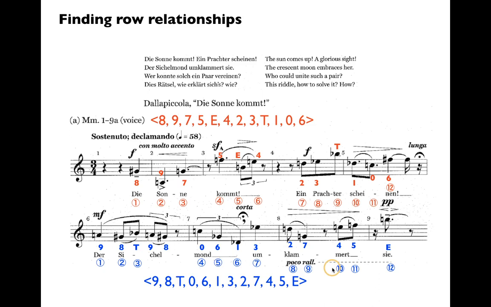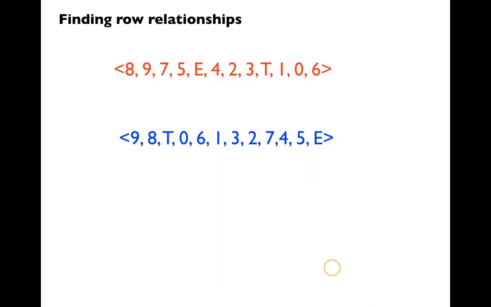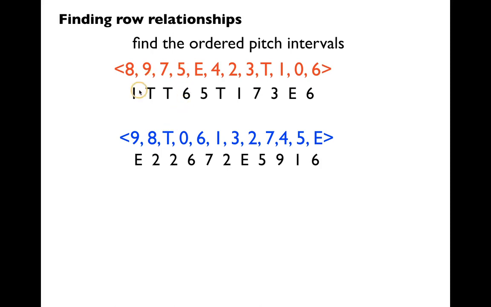Let's look at these two row forms and find relationships. On the surface, they don't seem to be related a whole lot, except that they start with this G sharp, A and then A, G sharp. But if we look at the ordered pitch intervals, we can see the distance between these notes. For instance, 8 up to 9 is 1 semitone, 9 up to 7 is 10 semitones, 7 up to 5. These are all ascending, etc. This generates a series of intervals between each.